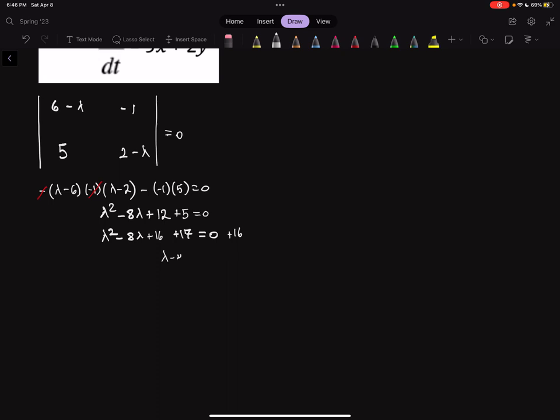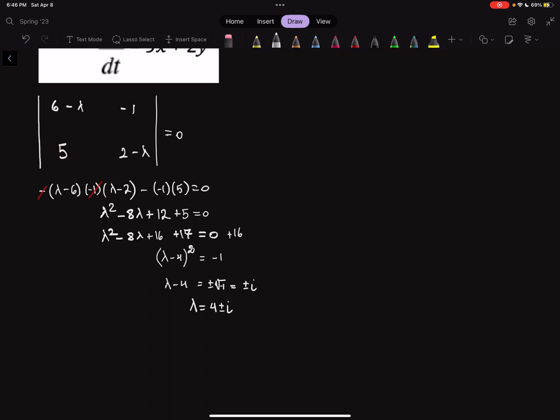So now we can rewrite it as lambda minus 4 squared. But then don't forget you have that 17 over there. So if you subtract 17 from both sides, you get negative 17 plus 16, which is equal to negative 1. Now, if I take the square root of that, I get lambda minus 4 is equal to plus or minus the square root of negative 1. Now, the square root of negative 1 we define as i, so plus or minus i. So I can say that lambda is equal to 4 plus or minus i.